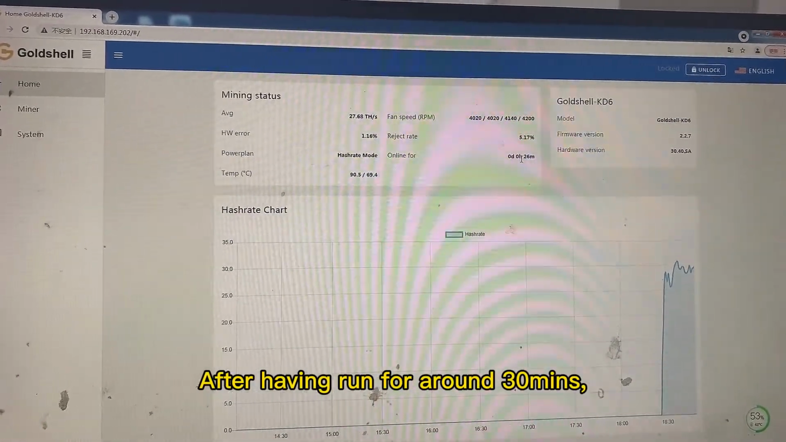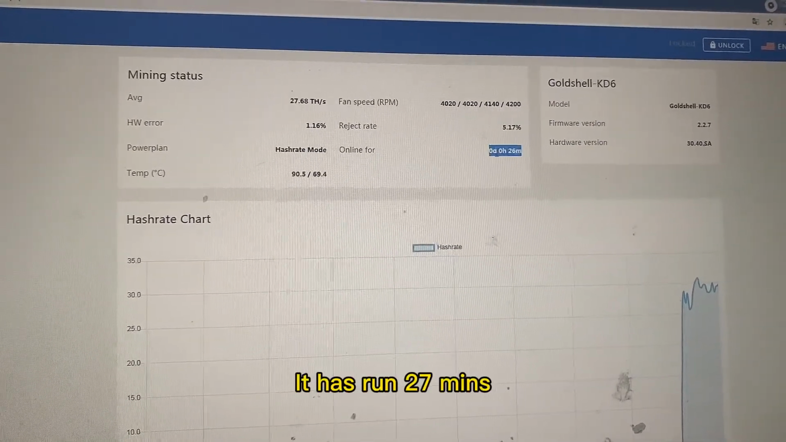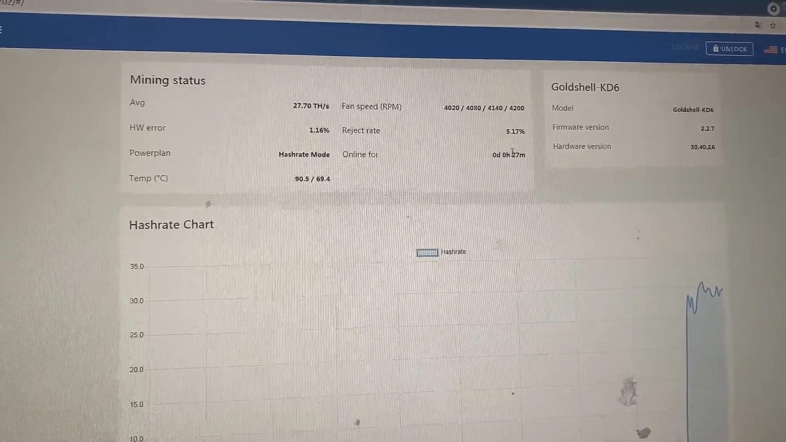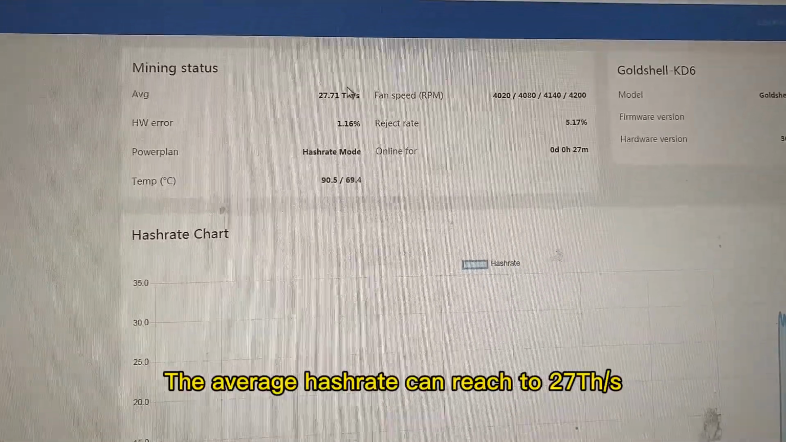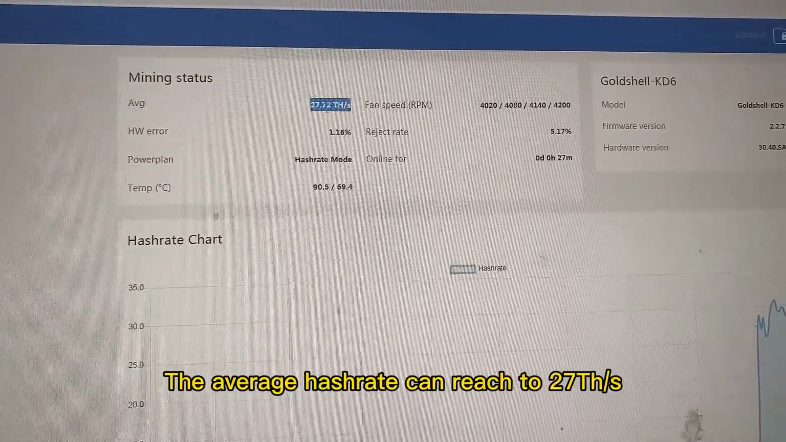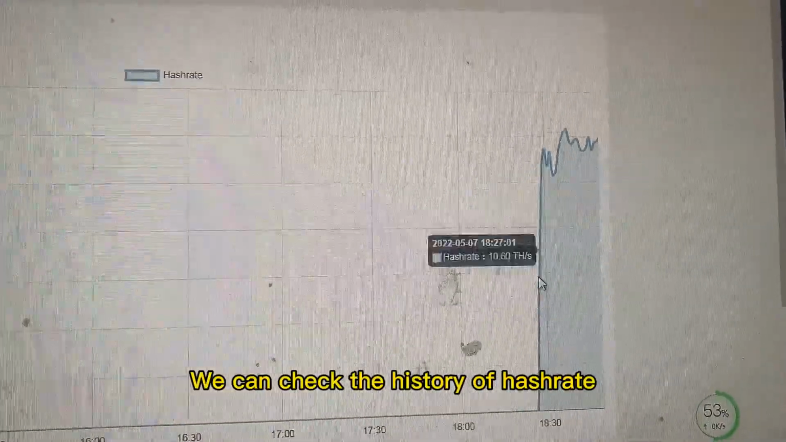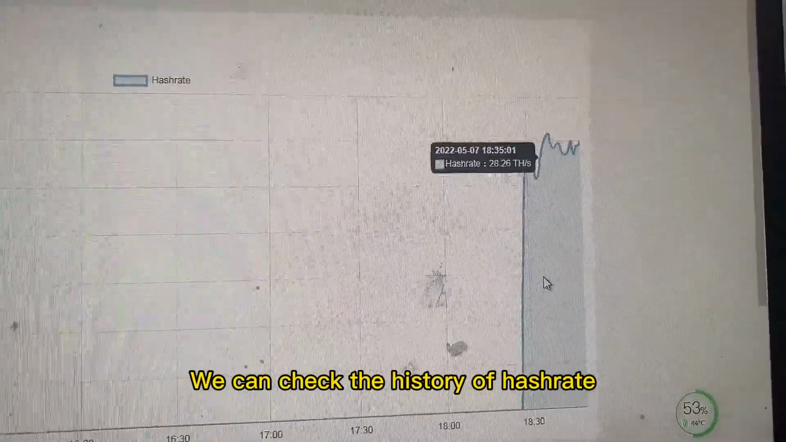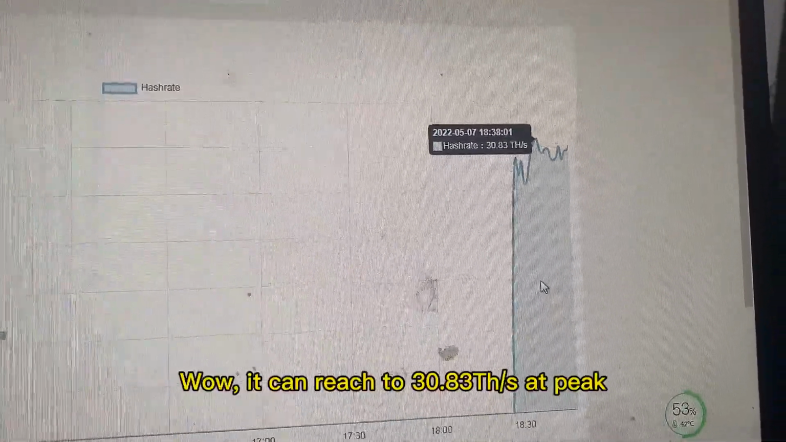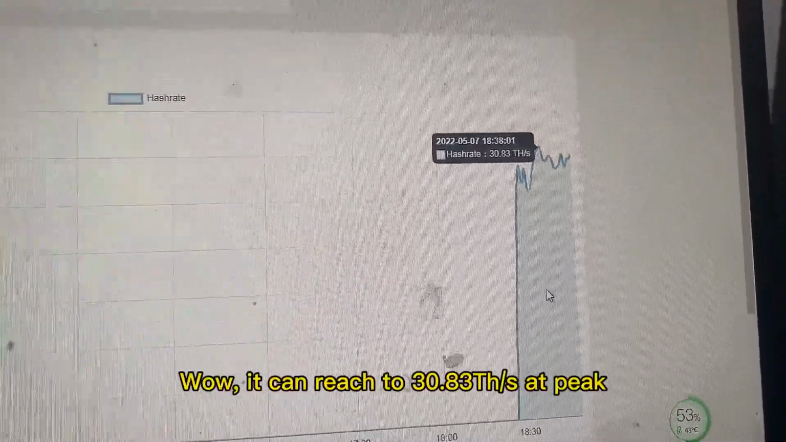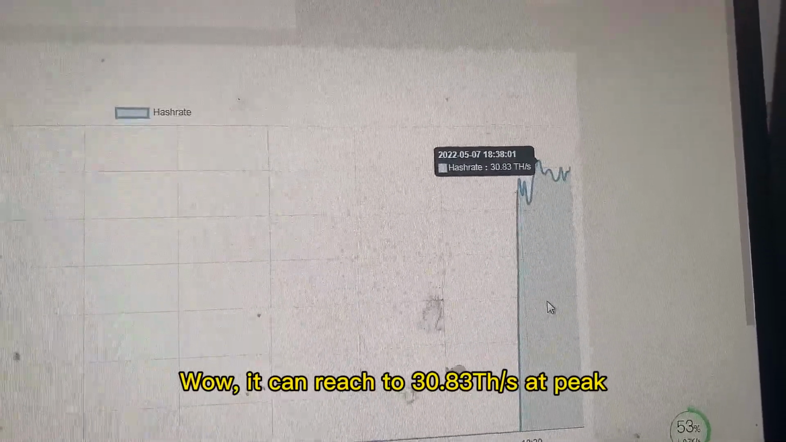After having run for around 30 minutes, right now it's 27 minutes. The average hash rate can reach 27. And we can check the history of the hash rate. Wow, it can reach 30.83 at peak.